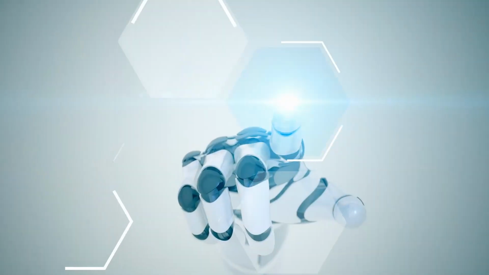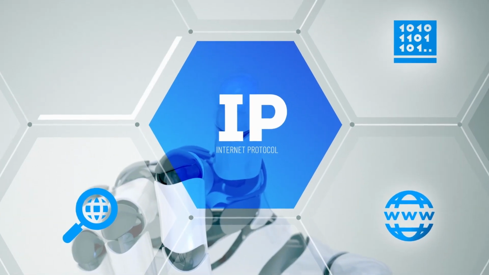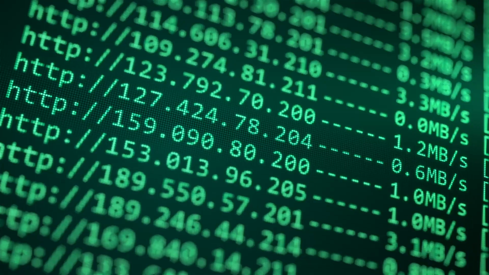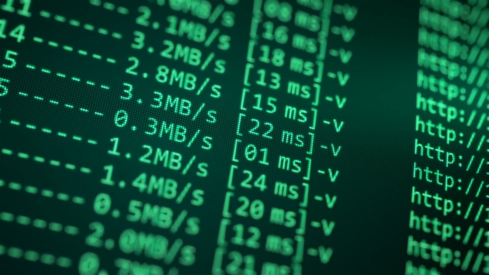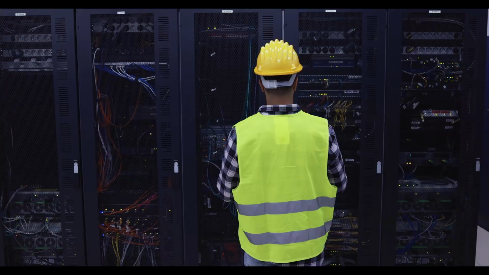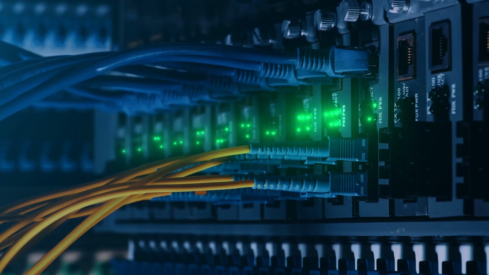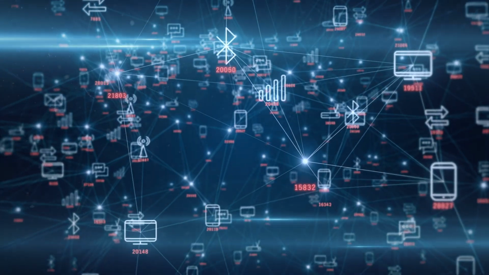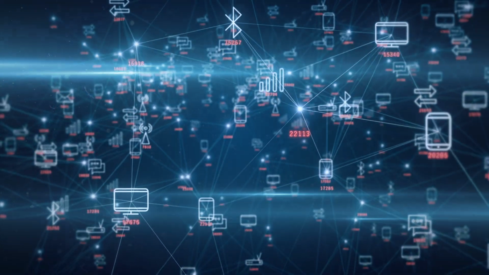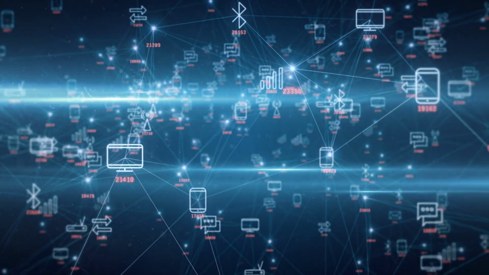What is an IP address and how does it work? Let's take a look. An IP address, or Internet Protocol address, is a unique identifier assigned to every device connected to the Internet. It is used to identify and locate devices on a network and enables communication between them.